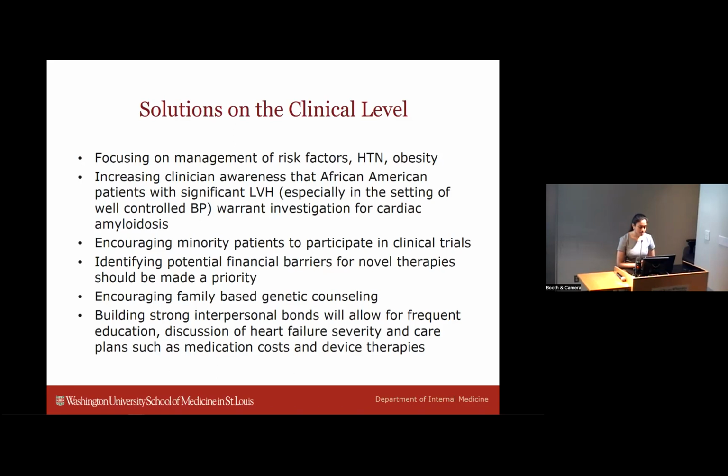Encouraging minority patients to participate in clinical trials is also very important. Identifying potential barriers for novel therapies should also be made a priority, and encouraging family-based genetic counseling and building strong interpersonal bonds will allow for frequent education, discussion of heart failure severities, and care plans such as medication costs and device therapies in the setting of advanced heart failure.